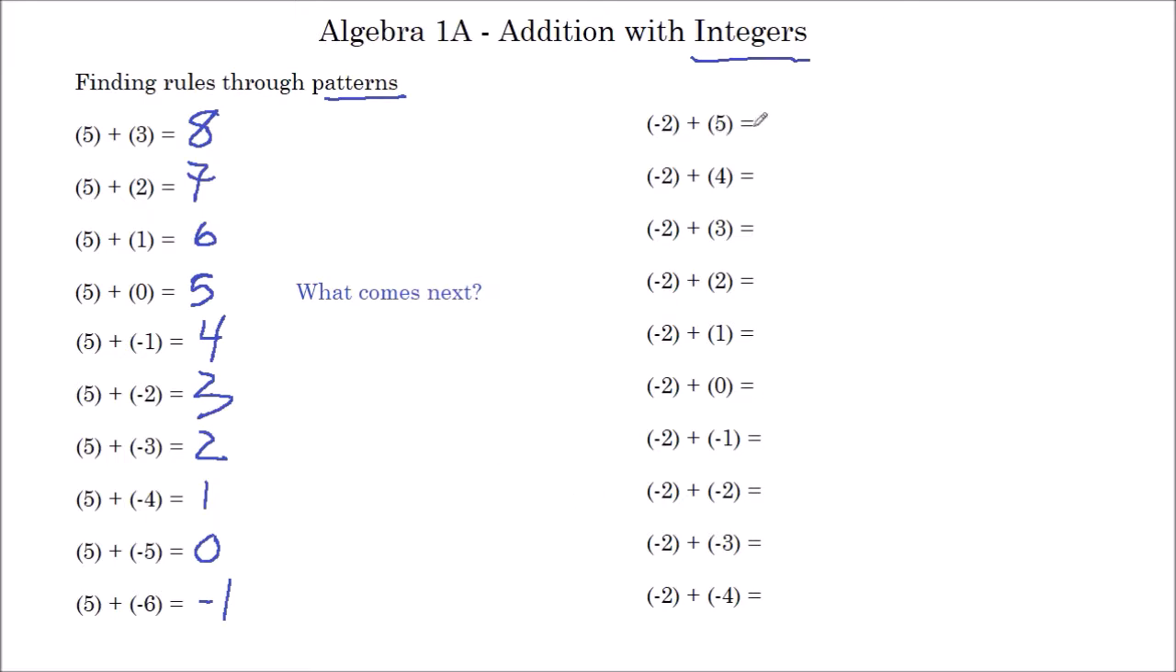So for the first problem right here, negative 2 plus 5, I'm going to remember that addition has this thing called the commutative property. The commutative property says, for addition, that a plus b is equal to b plus a, essentially saying that the order that you add two numbers doesn't matter, the results are the same. So when I look here at negative 2 plus 5, I go, well, wait a minute, that's going to be the same as 5 plus negative 2.